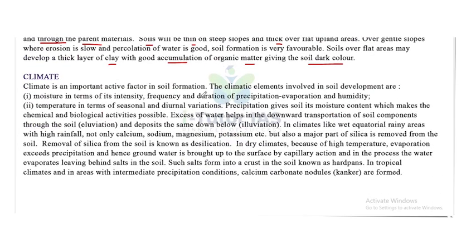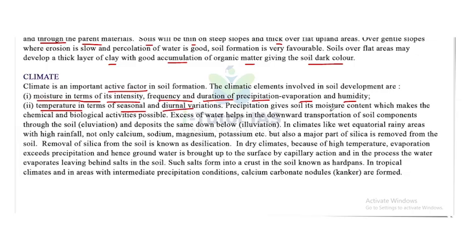Now climate. How does climate affect soil formation? Climate is an important active factor in soil formation. The climatic elements involved in soil development are: first, moisture in terms of its intensity, frequency and duration of precipitation, evaporation and humidity. Second, temperature in terms of seasonal and diurnal variations.